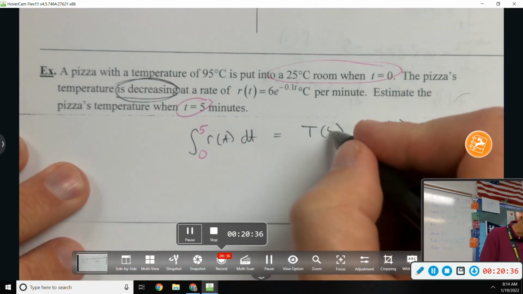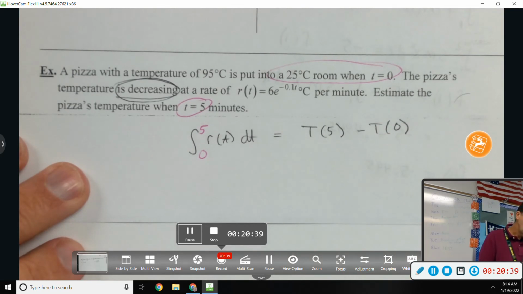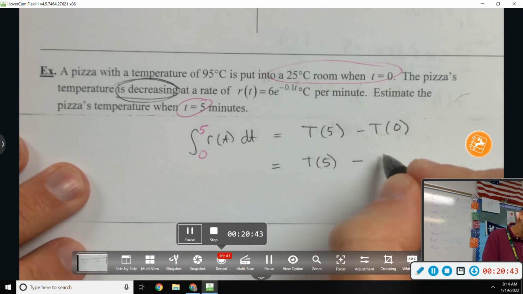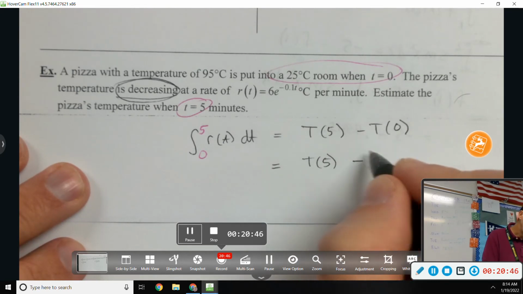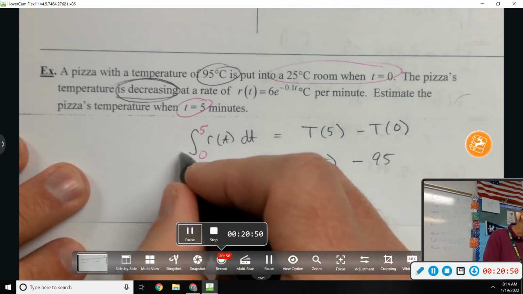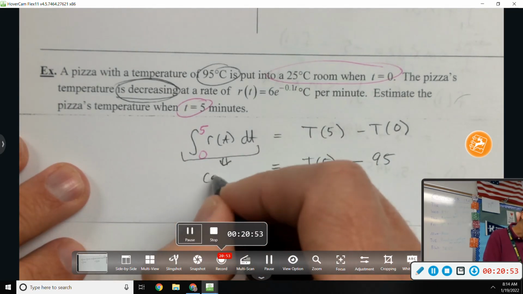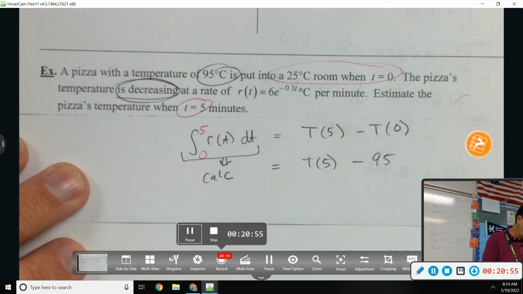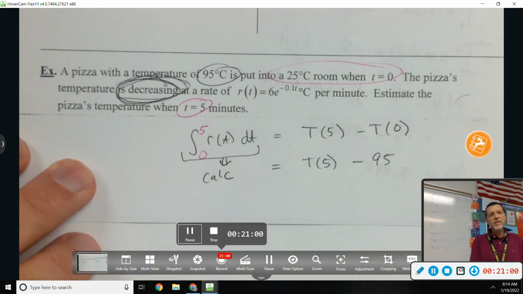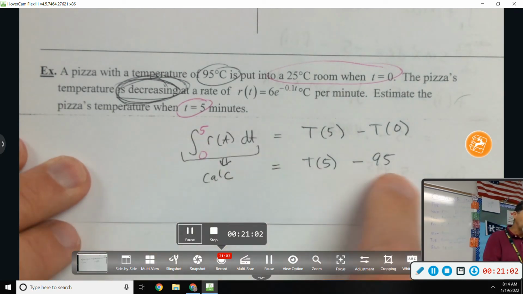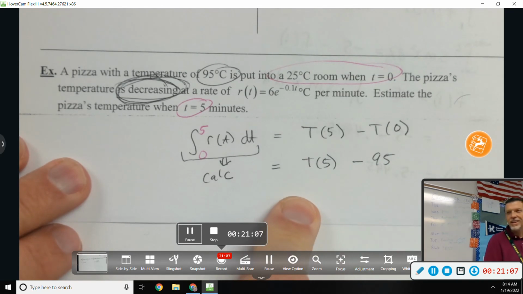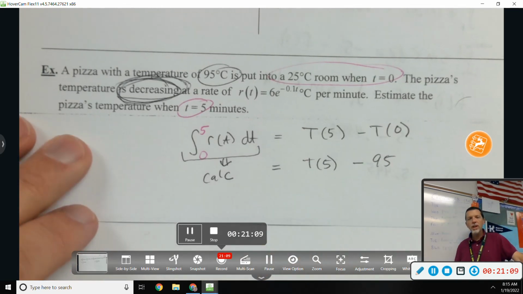So let's see, T of 5, T of 0. T of 5 is what I want. T of 0 is 95. Careful, the room is 25. And then this would be a calculator problem. Now, you will have to be careful with the decreasing thing because I think that's going to make this negative. It'll make sense because your pizza shouldn't be hotter 5 minutes later. It should be cooler. So be careful with the signs on some of these.